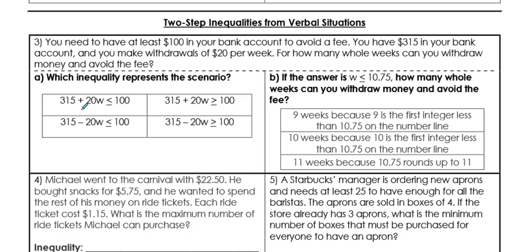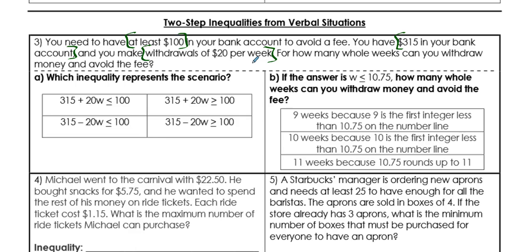So two-step inequalities from verbal situations. So we have this word problem where we just need to break down exactly what this is saying. You need to have at least $100 in your bank account to avoid a fee. You have $315 in your bank account, and you make withdrawals of $20 per week. For how many whole weeks can you withdraw money to avoid a fee?